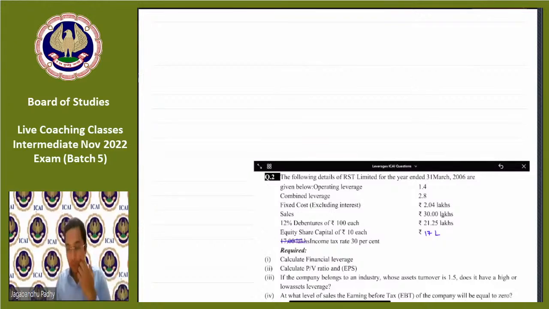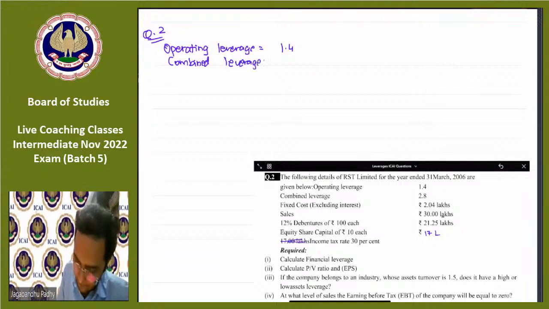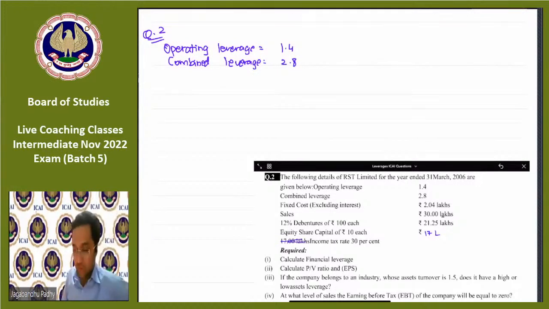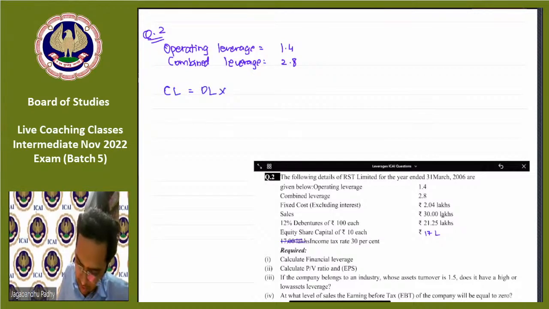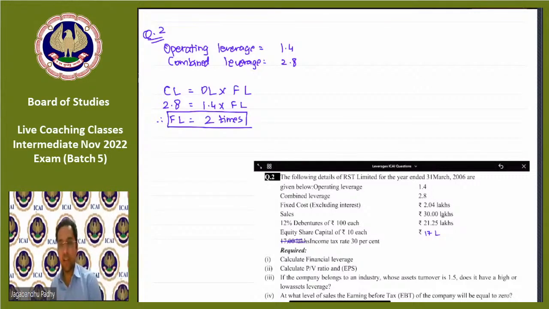First and foremost, we have information about operating leverage in the question. Operating leverage is 1.4, and combined leverage is 2.8. The question first asks us to calculate the financial leverage. It's very simple, right? Because we know combined leverage is operating leverage into financial leverage. Combined leverage is 2.8, equal to operating leverage of 1.4 into financial leverage. The financial leverage will be 2 times.